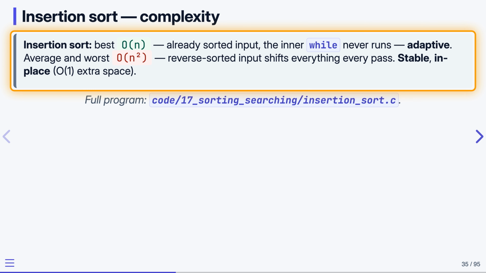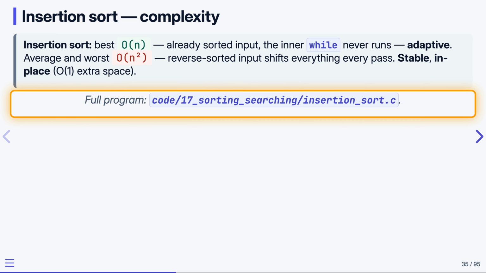Now the cost. In the best case insertion sort is big O of n on input that is already sorted because the inner while loop never runs even once. That property has a name. It is adaptive. On average, and in the worst case, it is big O of n squared because reverse sorted input shifts everything on every pass. It is stable, and it is in place with big O of one extra space. The full program is in the Insertion Sort file.